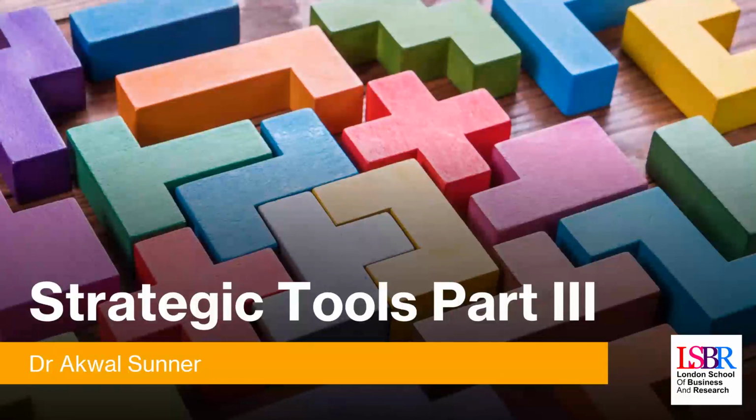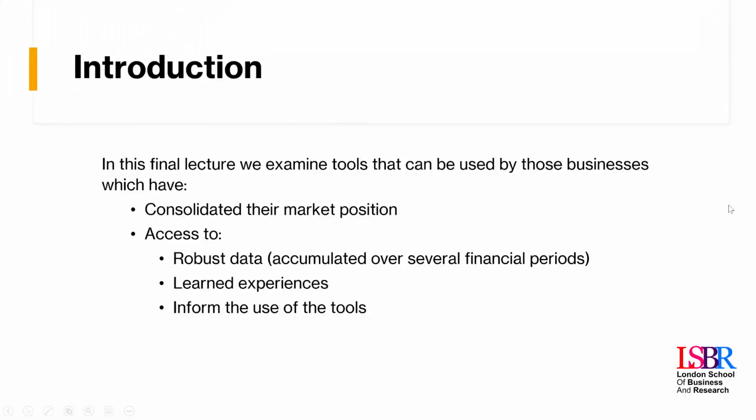So we're moving on to the final lecture, okay, which is Strategic Tools Part 3. Now, in Part 3, we are going to be looking at the tools that can be used by businesses to consolidate their market position. So here we're looking at the new business opportunity, okay? So remember the 3 Horizons framework.